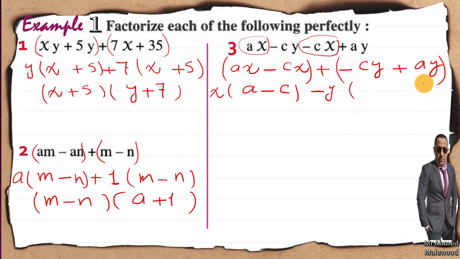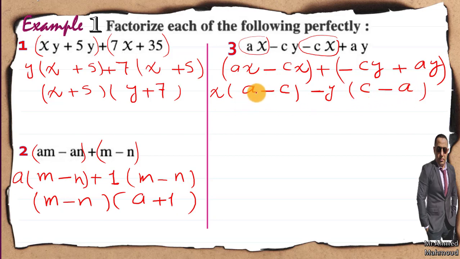I'm going to open bracket. The common factor here, negative divided by negative is positive, and cy over y equals c. Here positive divided by negative equals negative. Again, positive divided by negative equals negative. Ay divided by y equals a.